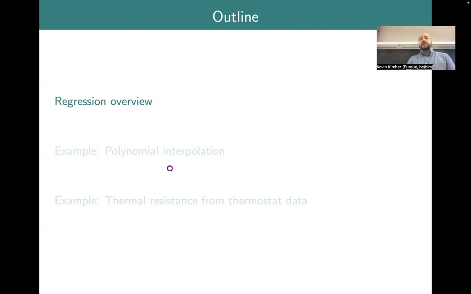So that is to showcase some features of the process of regression that we'll talk about in part one. And then in part three here, we will do a more concrete example with a DER application, which is fitting the thermal resistance of a building model from thermostat data. And we'll use some real data there.